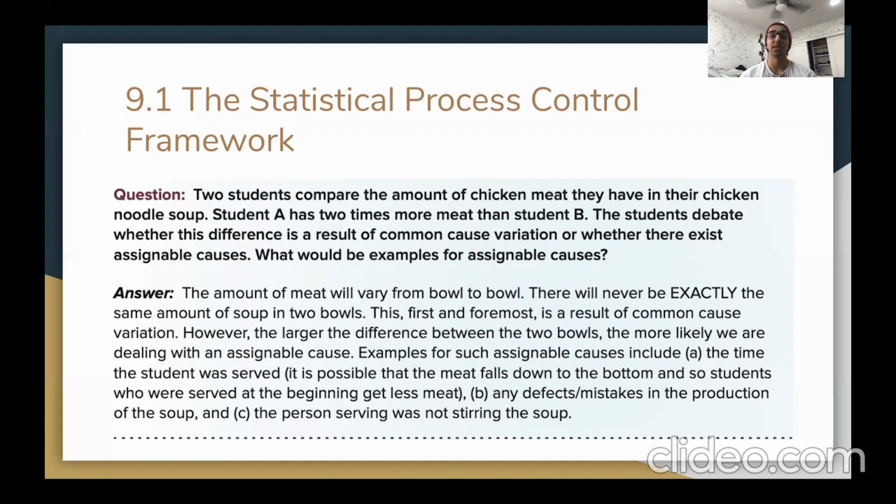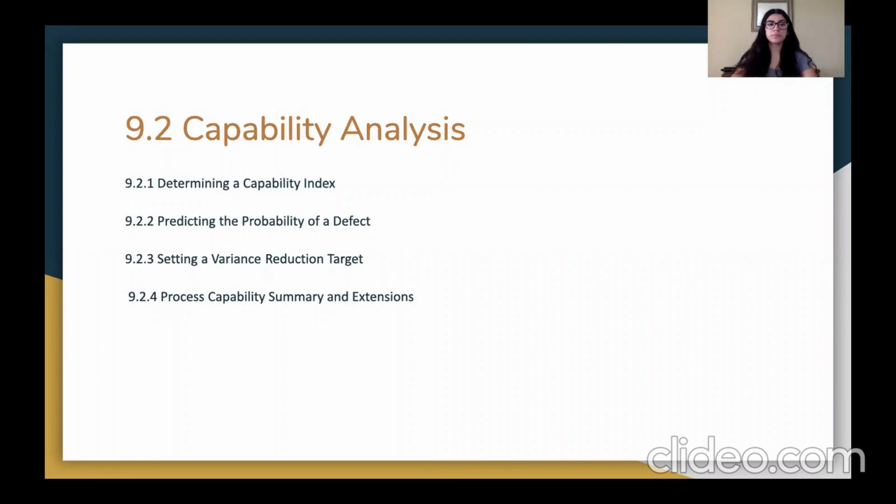Or it can be any mistakes in production of the soup, or if the person serving the soup is not stirring the soup, so the chicken's not completely mixed into the entire soup. So all these things are assignable causes which would cause student A to have more meat than student B. With that being said, let's move on to 9.2.